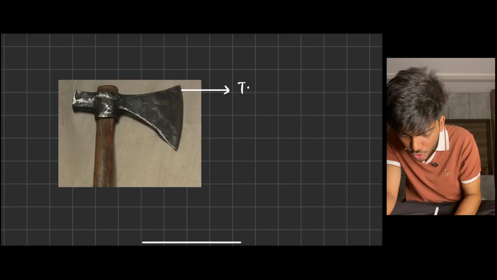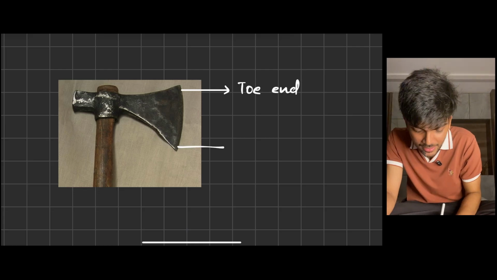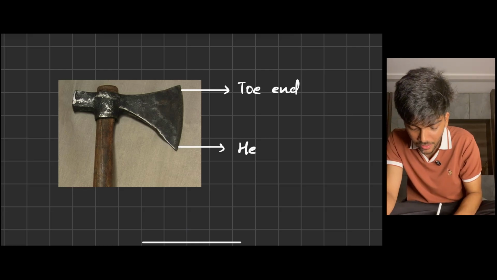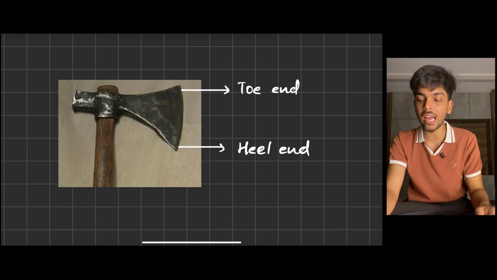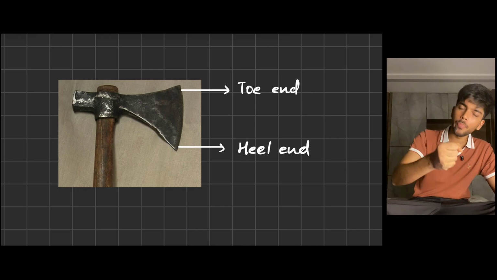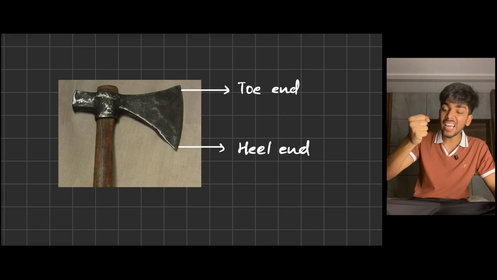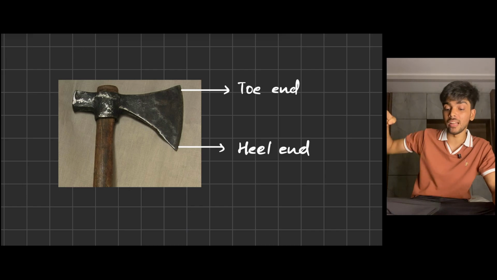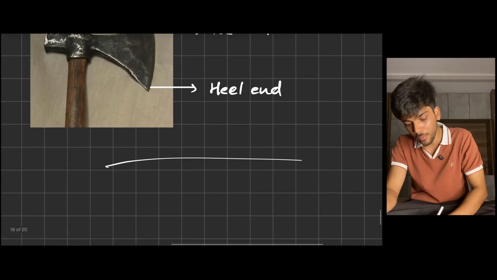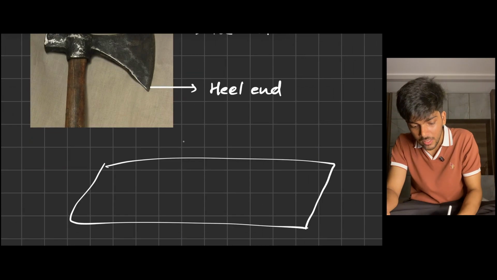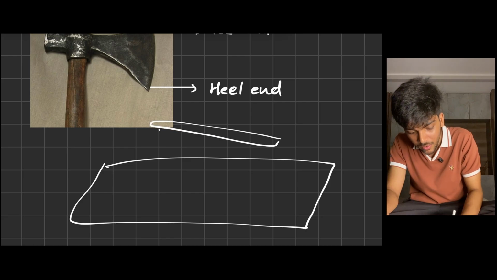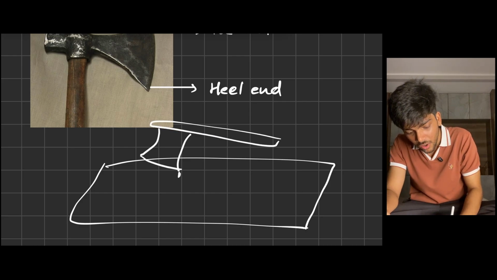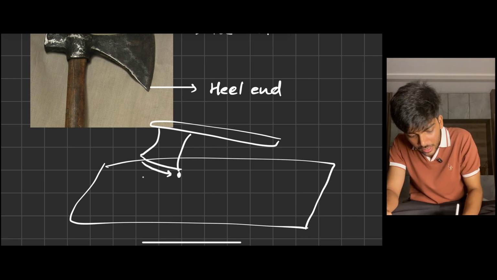This is the toe end of the axe and this is the heel end of the axe. What is the significance? The significance is that when someone tries to chop with the help of an axe, it is the heel end that strikes first and then the toe end leaves later. See, here's a piece of tissue. The axe is used to strike. The heel end touches first and then the axe moves in this direction and there is an incision like this.